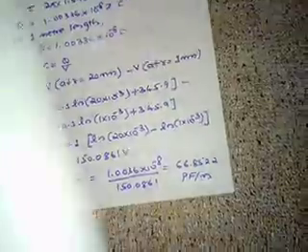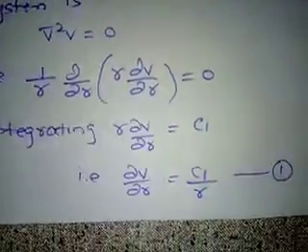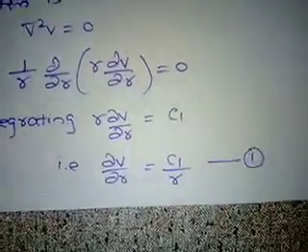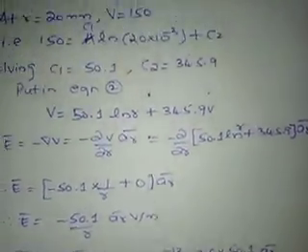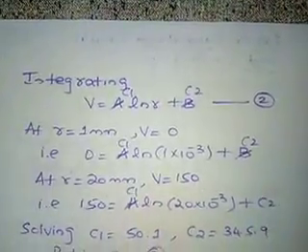Again, if we integrate this, what is our last equation? Our last equation is dou V by dou R is equal to C1 by R. If we integrate this equation 1 again, we get V is equal to C1 ln R plus C2.